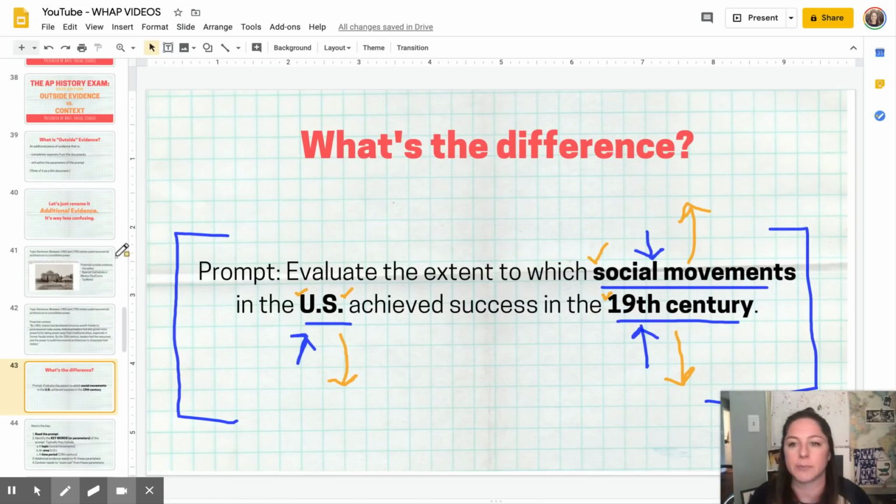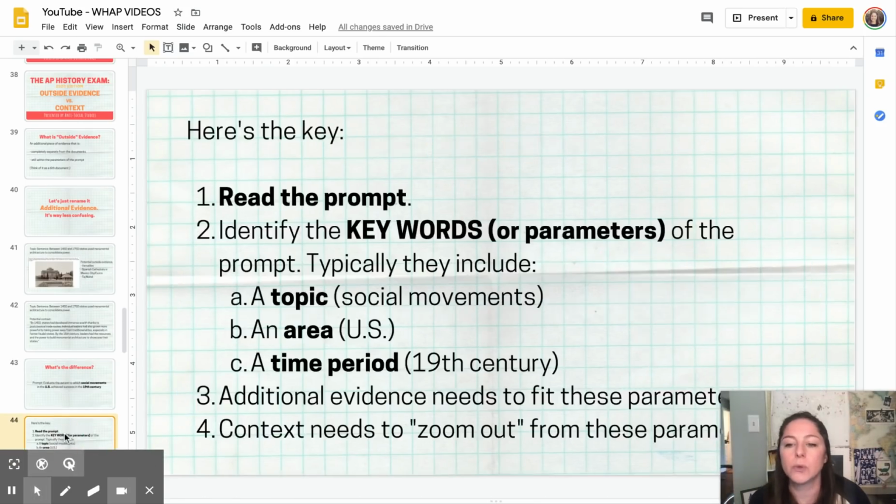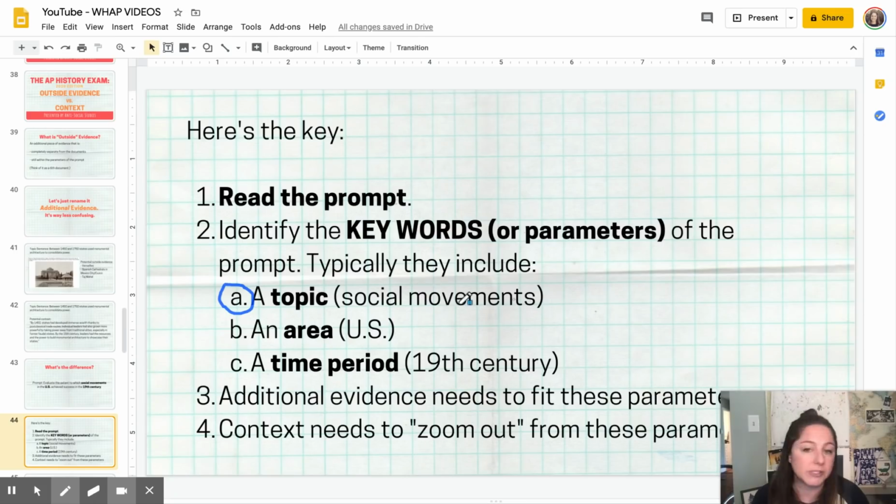Okay, let's look at some other examples of this. So this is kind of what I just talked about, but you want to read the prompt. You want to identify the keywords. Typically, the prompt is going to include up to these three things. They normally give you a more specific topic. That might be social movements, or it might be the connection between religion and trade, or whatever. They'll give you some sort of geographic area, the United States, Afro-Eurasia, Western Europe, whatever. And they'll normally give you a time period, the 19th century, 1450 to 1750, whatever. So all of your outside evidence needs to check all three of these boxes.